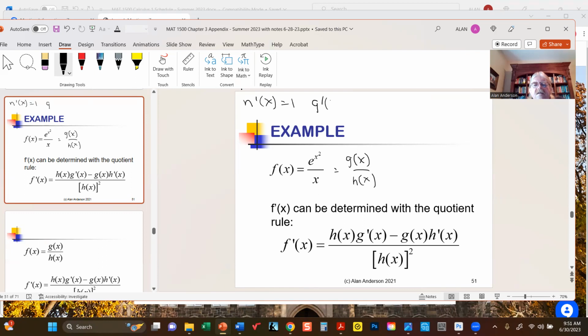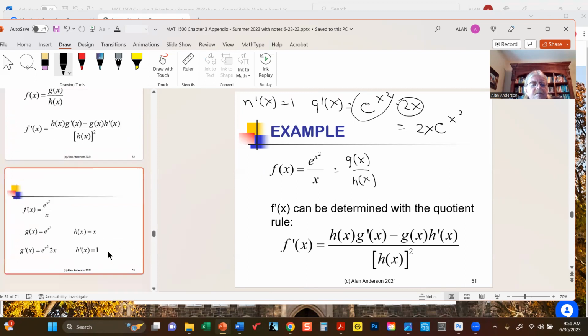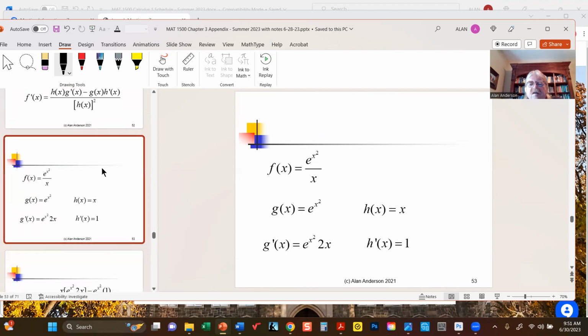g prime of x is going to be, actually, let me not use that notation. It's going to be e to the x squared times 2x, as we saw earlier, because you have the original function times the derivative of the exponent. So we've got everything we need. We can just plug them in. All right, here on this slide, I've summarized everything.